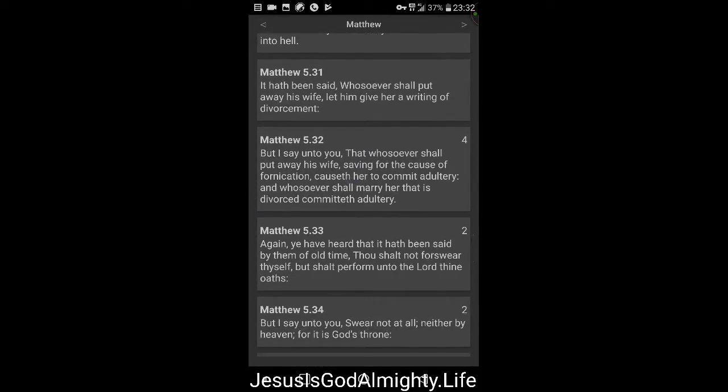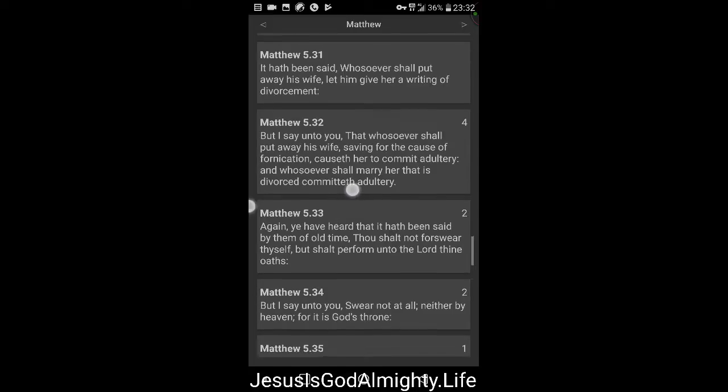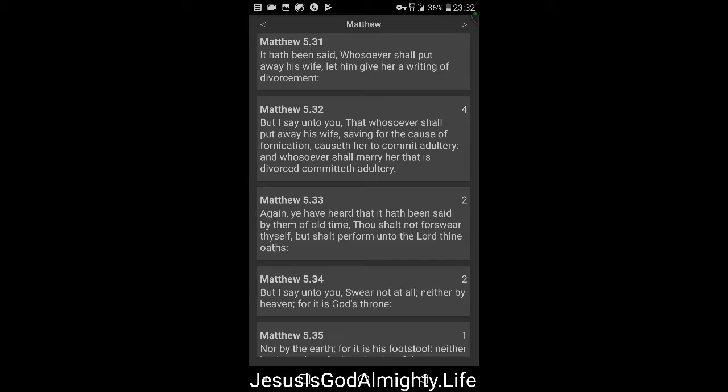Here it goes on. It had been said, whosoever shall put away his wife, let him give her a writing of divorcement. I think that is one of the commandments in the Torah, in the law. So what does Jesus say? But I say unto you that whosoever shall put away his wife, saving for the cause of fornication, that would be, if she had committed adultery and all that. Because if she had actually had sex outside of marriage, that would be considered adultery. Anyway, causeth her to commit adultery. And whosoever shall marry her that is divorced committeth adultery.